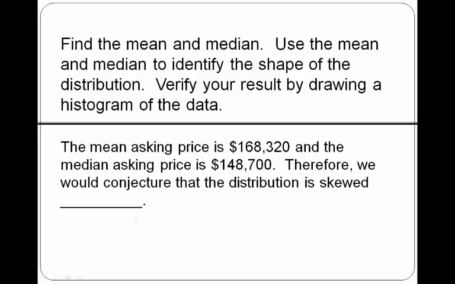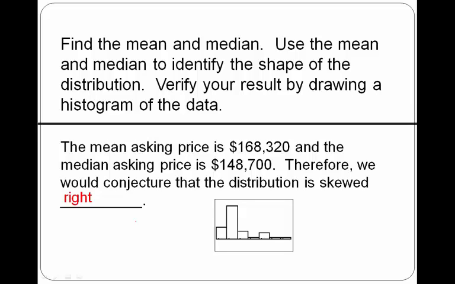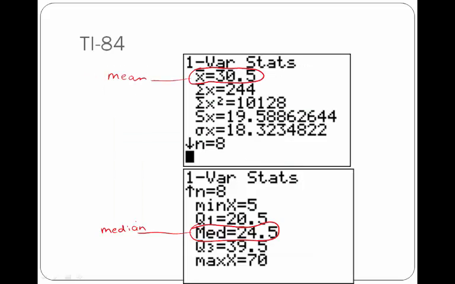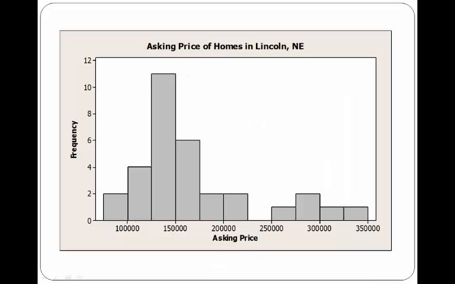The mean asking price is $168,320 and the median asking price is $148,700. Therefore, we would conjecture that the distribution is skewed right because the mean is to the right of the median. You can also calculate many statistics at once using the following steps on the TI-83 or 84 Plus models, and again you can print those out and read them. And here is a frequency graph, and you can see the tail is on the right, so it's skewed right like we conjectured.